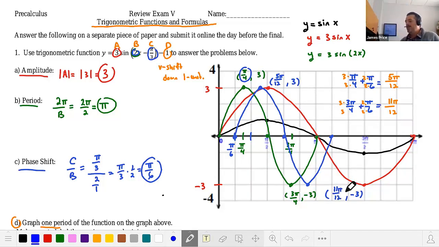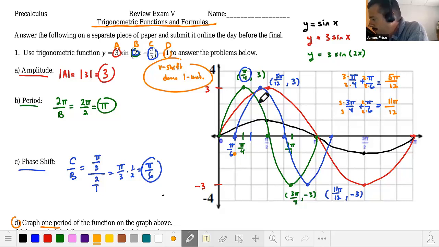All right, we have one more movement to make. So don't forget, we do have that vertical shift down 1 unit. So we take each of these blue points and just move it down 1 unit. So that blue point goes down 1 unit. That blue point goes down 1 unit. That blue point goes down 1 unit. That blue point goes down 1 unit. And again, we just connect the dots. And it looks like this.